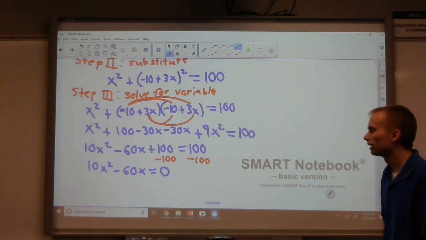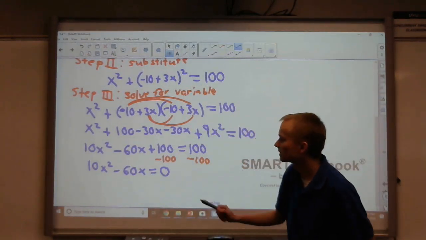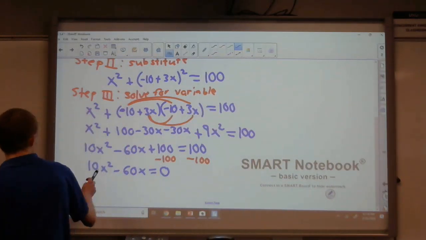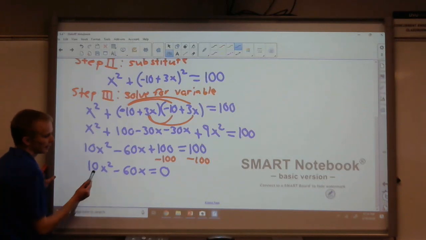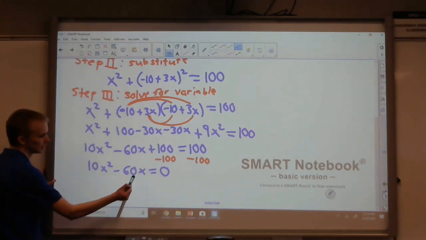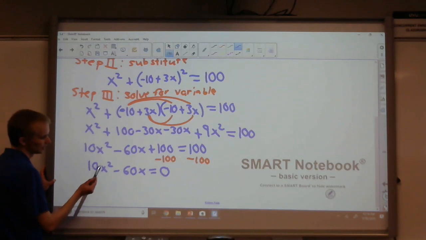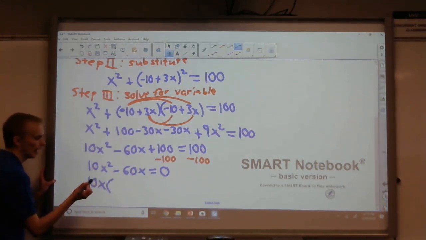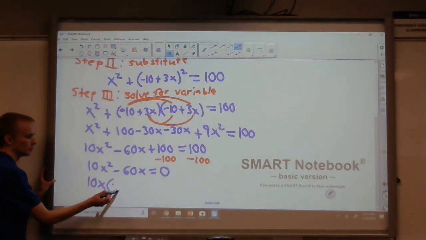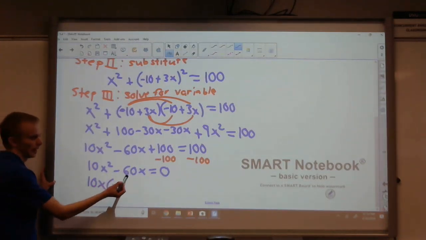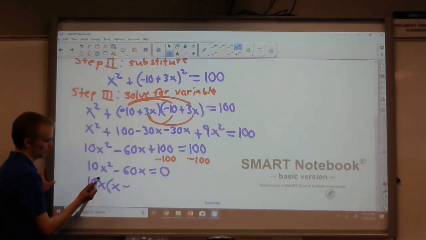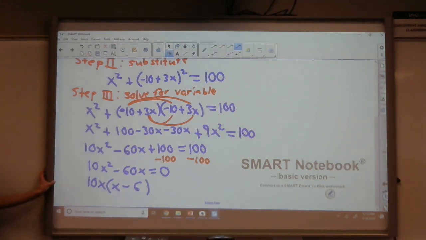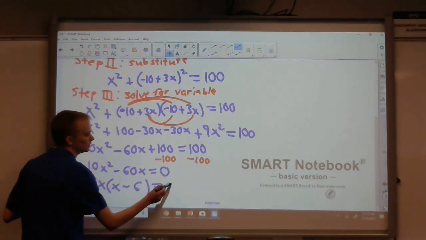And so now I just want to figure out what x's will give me 0 here, which I can factor, right? Is there anything that goes into both of these? Well, a 10 goes into both, and there's an x in both. So let's take out a 10x. On this first part, I'm left with an x. And then something times 10x to give me 60x, I need 6. That is equal to 0.